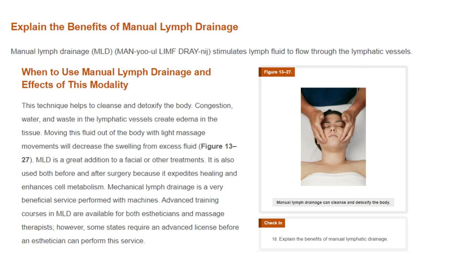MLD is a great addition to a facial or other treatments. It is also used both before and after surgery because it expedites healing and enhances cell metabolism. Mechanical lymph drainage is a very beneficial service performed with machines. Advanced training courses in MLD are available for both estheticians and massage therapists. However, some states require an advanced license before an esthetician can perform this service. Figure 13.27. Manual lymph drainage can cleanse and detoxify the body. Check in. Explain the benefits of manual lymphatic drainage.